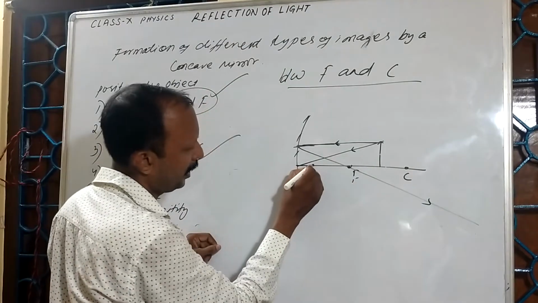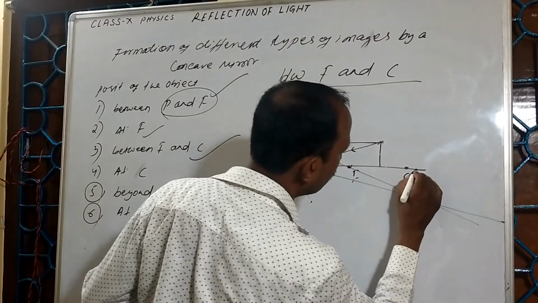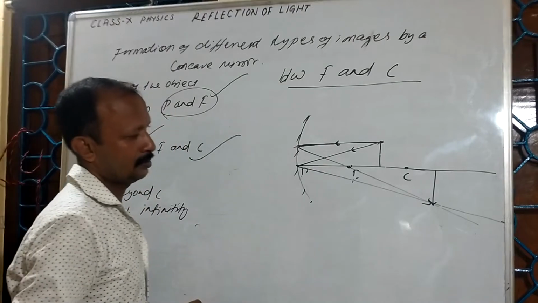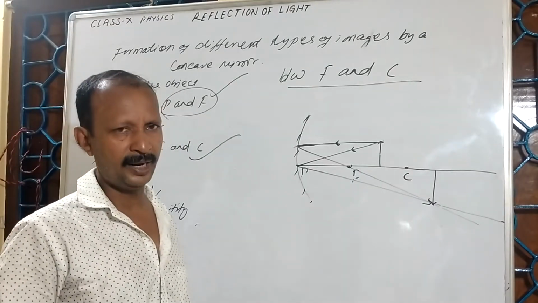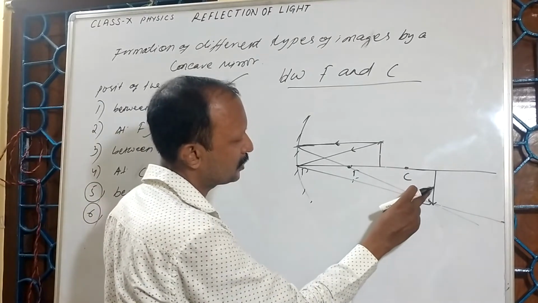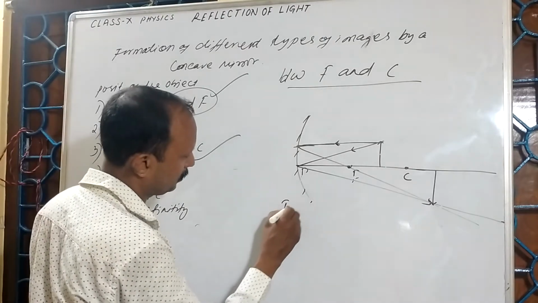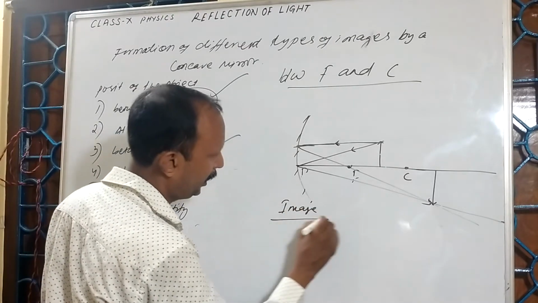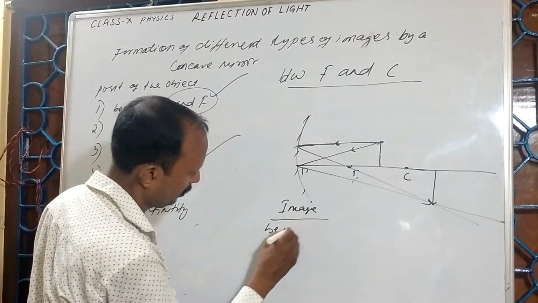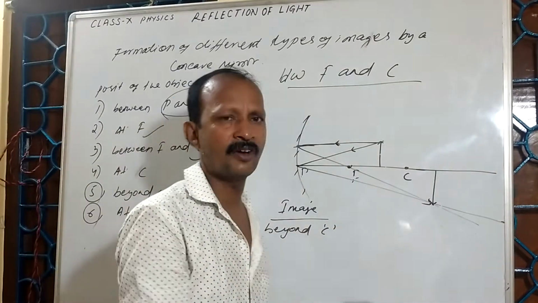So this is the angle of incidence. So it will go like this. So how is the image formed? The image is formed beyond the center of curvature. So I can say the nature of the image, how the image is. It is the position beyond C, beyond the center of curvature.